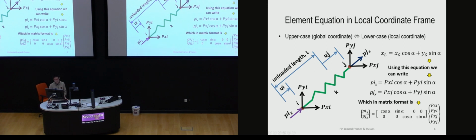So basically, PIX is equal to cosine alpha times PIX plus sine alpha times PYI, plus zero times this and zero times this. The first row times this vector is obtained from this formula. And then the second row does the same thing, multiplied by this vector, which we obtain from this formula for the second row. It's easy to understand, I suppose. And this is about the force.